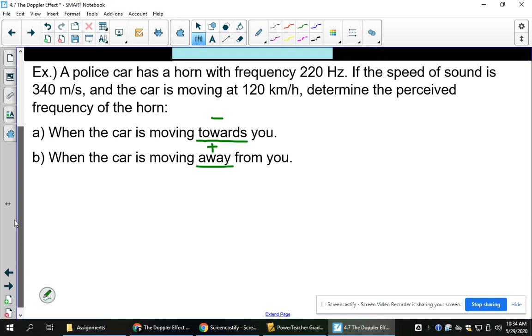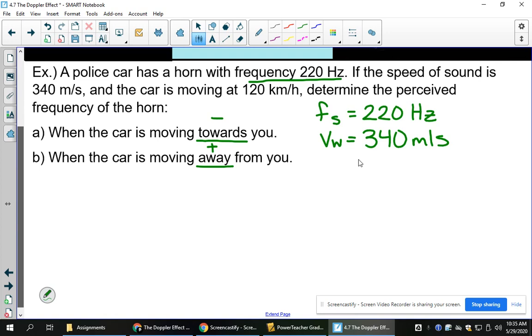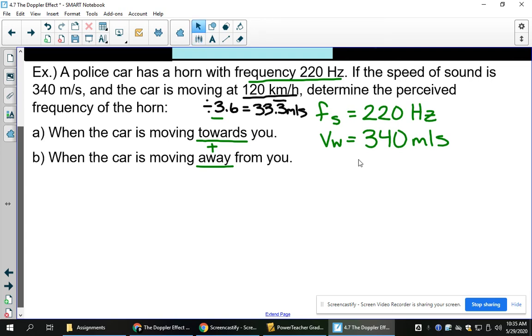So let's figure out all the stuff we have here. The police car has a horn with frequency 220. The actual frequency of the source is 220 hertz. The speed of sound, VW, is 340. And the car is moving at 120 kilometers per hour. You guys know what to do with this number. We've got to be in meters per second. Kilometers to meters get smaller, so that's the division by your magic 3.6 number. And I am getting a repeating decimal here, 33.3 repeating meters per second. So get that on your calculator right now. The whole number is sitting there, and you can use the second answer function in your calculation. So that's the actual speed of the source.